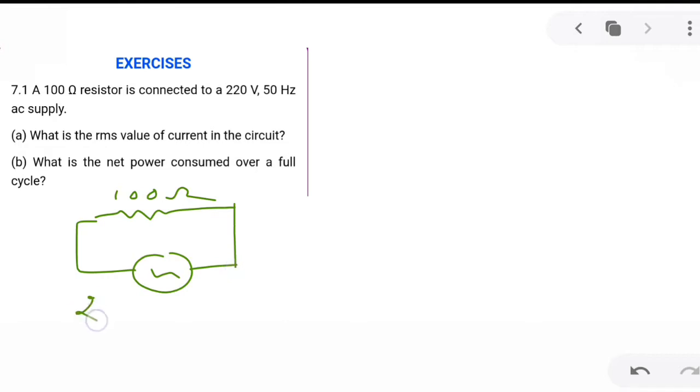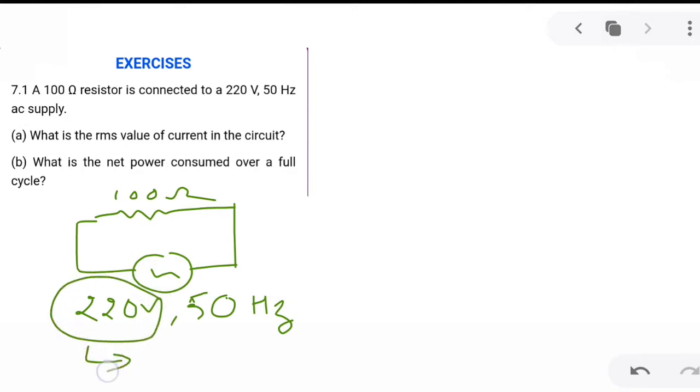Now the AC source is of 220 volt, 50 hertz. Now it is asked, what is the RMS value of the current in the circuit? Always remember that this AC source voltage is always the RMS voltage. So this is basically VRMS. Though it is not given in the question, you have to understand that the source voltage is always the RMS voltage, VRMS.